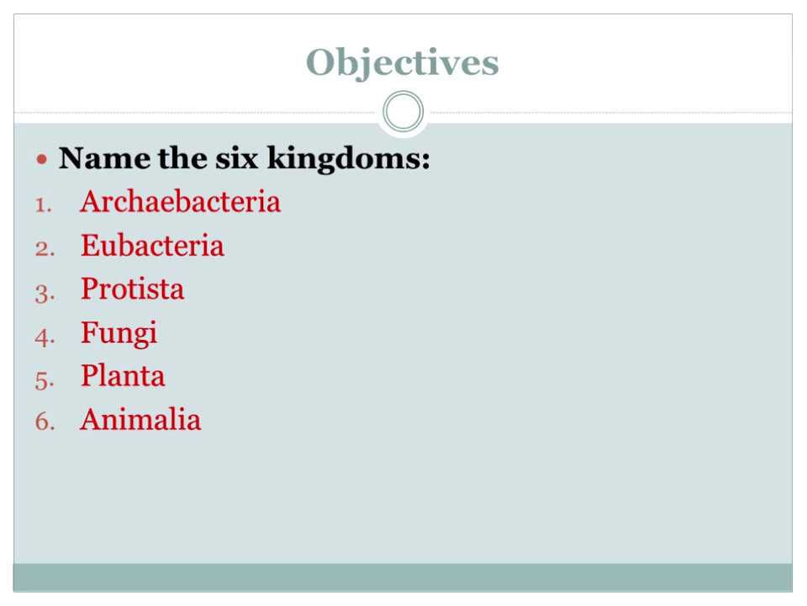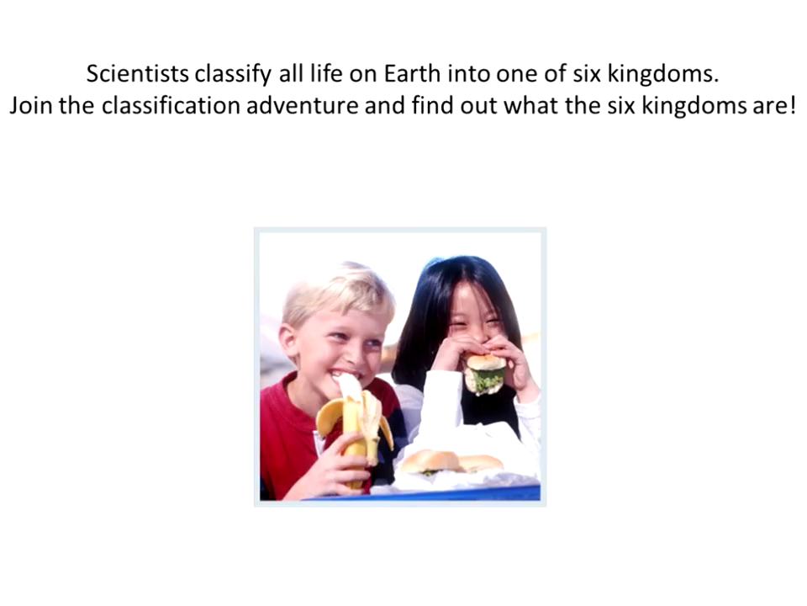So the objectives today are to understand the 6 kingdoms. They are Archaebacteria, Eubacteria, Protista, Fungi, Planta, and Animalia. You're probably like, huh, what's all that? Well, we're going to talk more about that as we do our lesson. But scientists classify all life on Earth into one of these 6 kingdoms that I just read to you. So we're going to start learning about this whole classification adventure, and we're going to learn a little bit more about each of the 6 kingdoms.